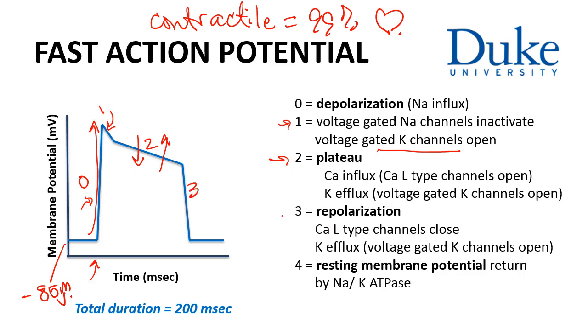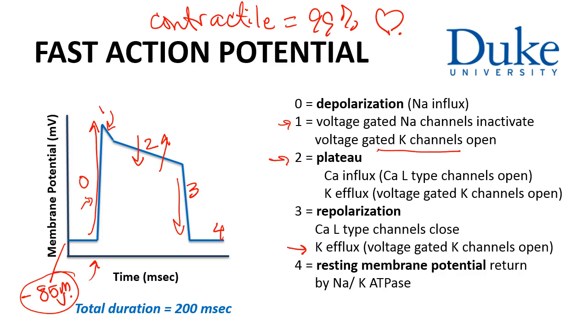And then in phase 3, the voltage-gated calcium channels close, and we now have only open the voltage-gated potassium channels. We have efflux of potassium from the cell, which causes a repolarization of the cells. And the cells go back down to their resting membrane potential at minus 85 millivolts. And then in phase 4, we have a reestablishment of the sodium and potassium amounts that are distributed across the plasma membranes.